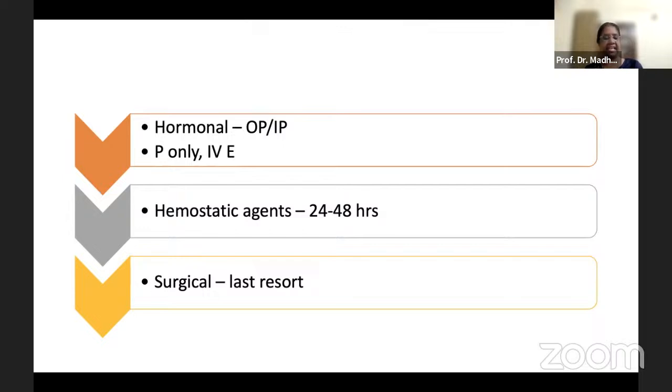Hemostatic agents can be used, but only for about 24 to 48 hours it takes for the bleeding to stop. And of course, surgery is the last resort.